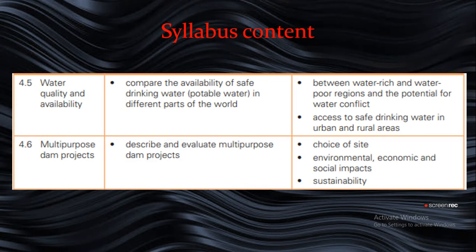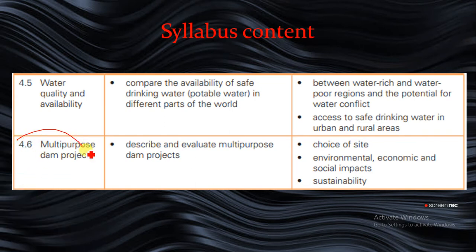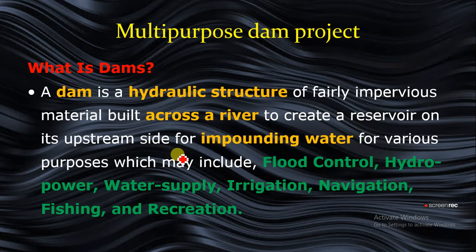Now, the syllabus content for this aspect, which is multipurpose dam project, is 4.6. In this 4.6, we'll be looking at how to describe and evaluate multipurpose dam projects. We'll look at how the choice of a site for construction of dams is made, the environmental, economic, and social impact of dam construction, and also the sustainability of dam construction. So first, what is a dam?